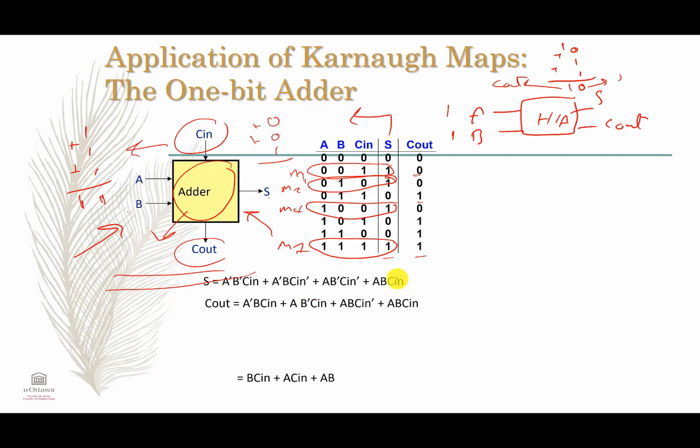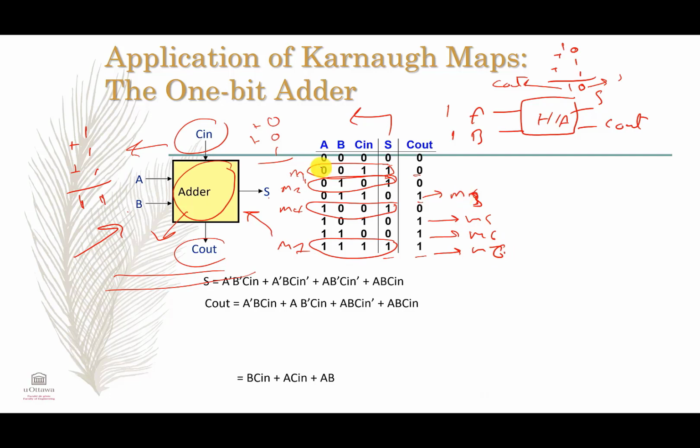and so on, okay. And for the Cout, it is active high, equal to 1 whenever I have M6, no, M3, sorry, because that's equal to 3, and here M5 and M6 and M7, okay.